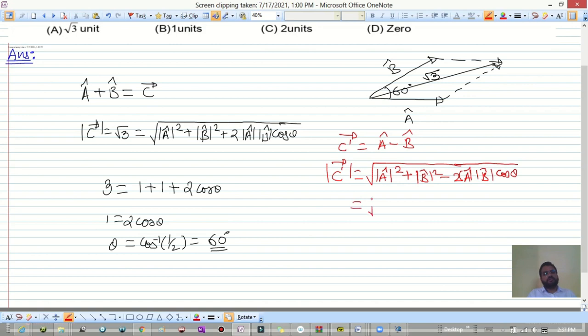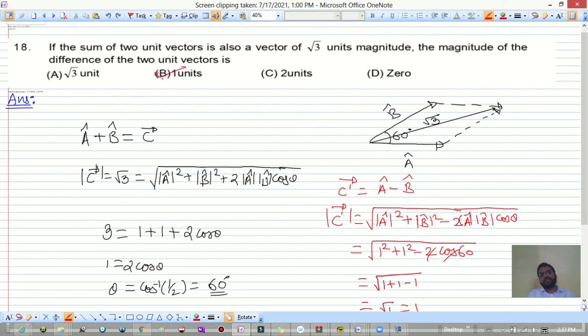What is the magnitude of A hat over here? It is root of 1 squared plus 1 squared minus 2 into 1 cos theta. Cos theta between A and B is 60 degrees, given. So write down over here 60 degrees. So you will get root of 1 plus 1 minus 2 and cos 60 cancel. So it will become 1, so root 1, which is equal to 1. So over here, what is the answer? 1 unit is the answer. That is option B, the correct option for question number 18.